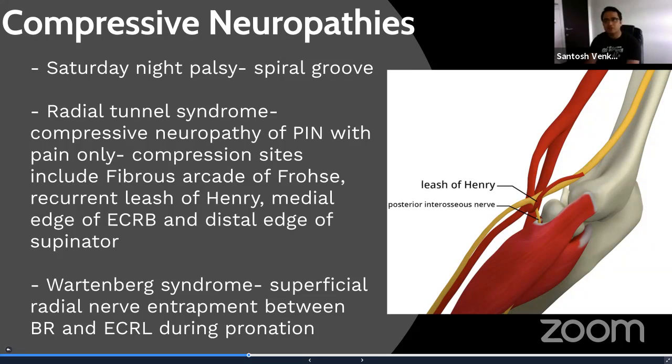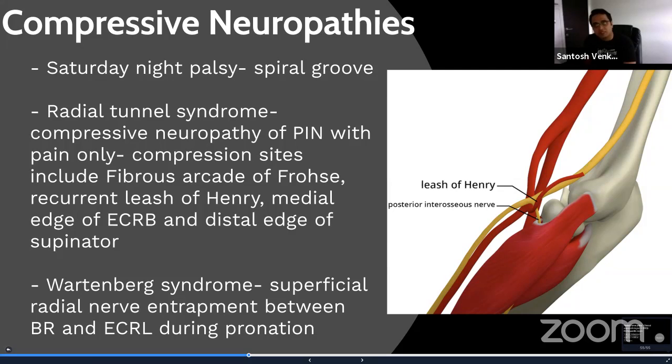It's quite easy to get confused with these terms. Generally, radial tunnel syndrome refers to compressive neuropathy of the posterior interosseous nerve with pain, no motor deficits. And it can happen at various sites. As you mentioned, the superior border of the supinator, which is the arcade of Frohse. Then you can have branches coming from the vessels, the recurrent leash of Henry, the lower border of supinator, ECRB, and so on and so forth. So these are common sites for compression neuropathy of the posterior interosseous nerve, which is what is radial tunnel syndrome.